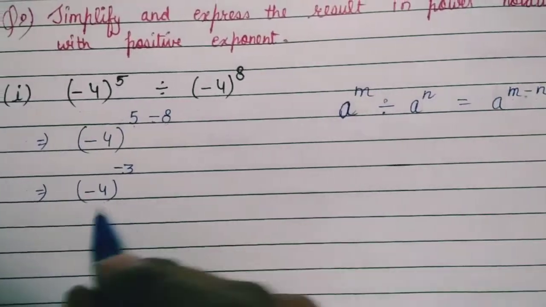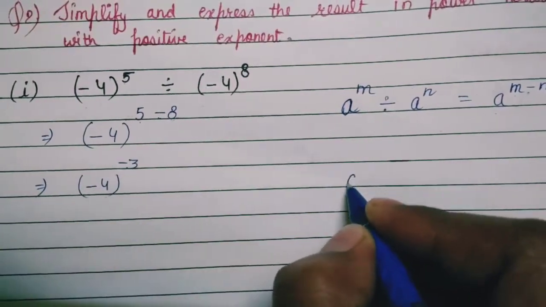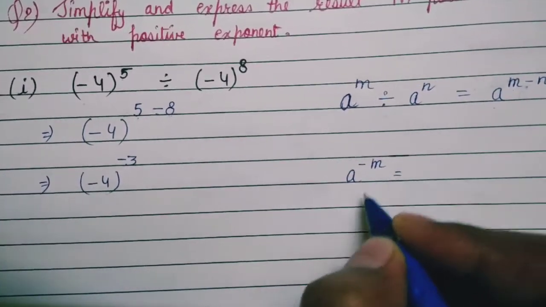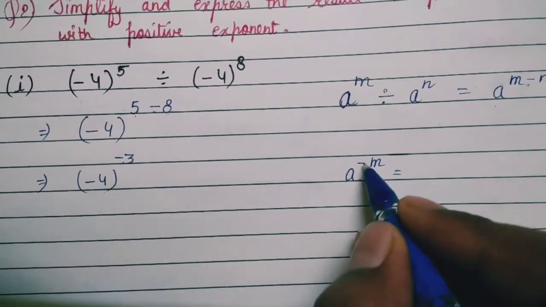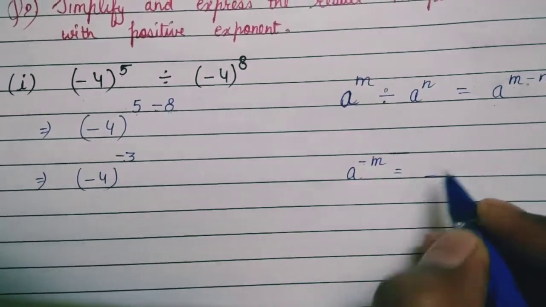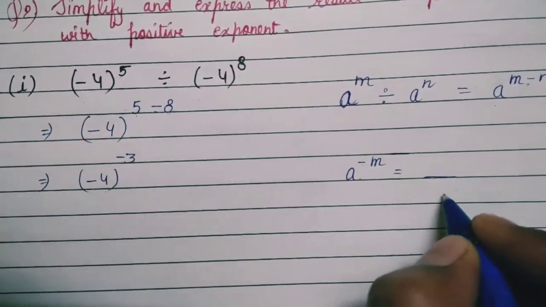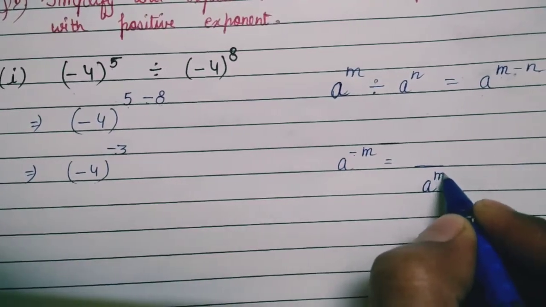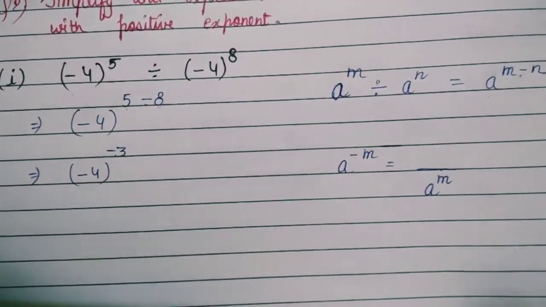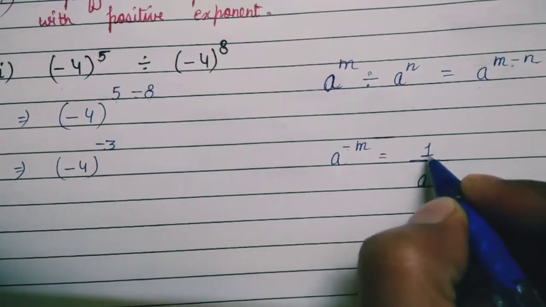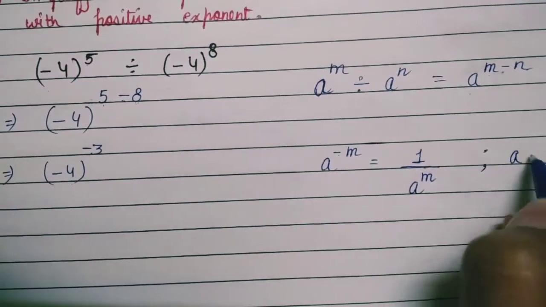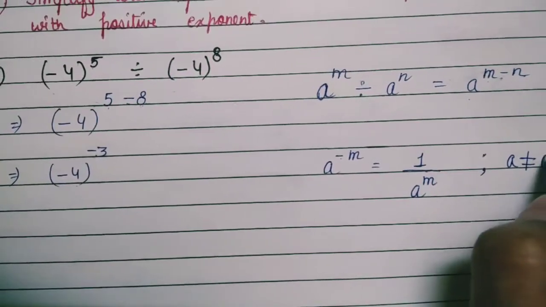Now what will we do? Simply a new law: if a is raised to the power minus m, then for changing this minus into positive we will simply shift it from the numerator to the denominator. On that time a raised to the power positive m will come in the denominator having 1 in the numerator. But one condition: a will never be considered as 0.